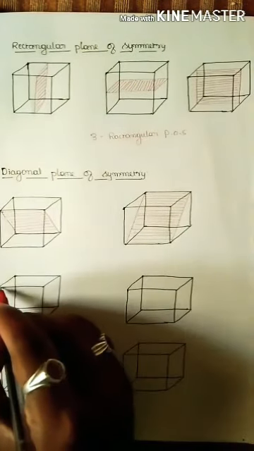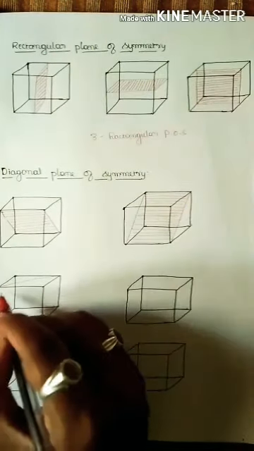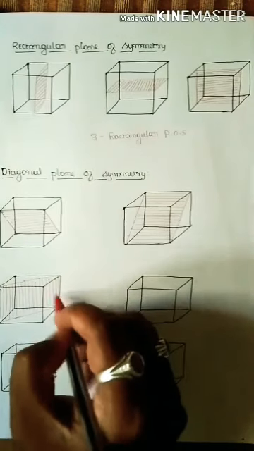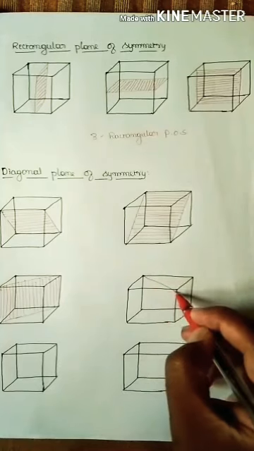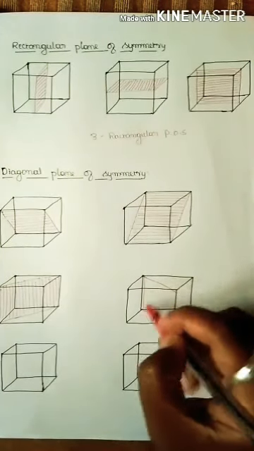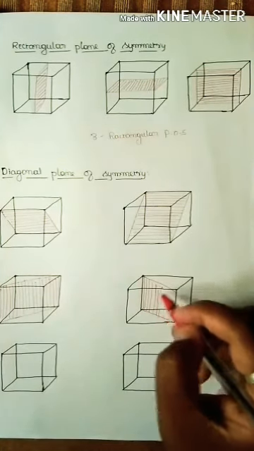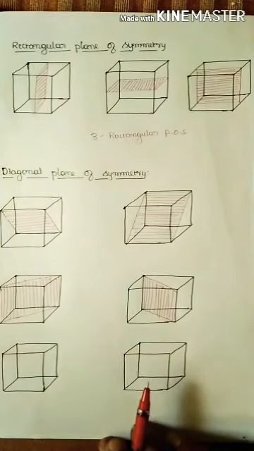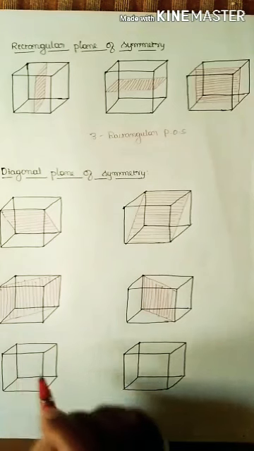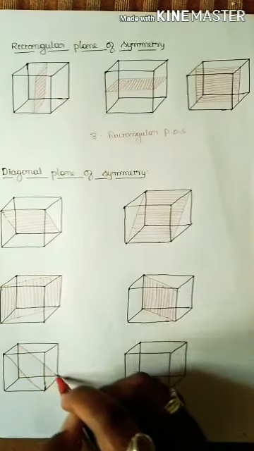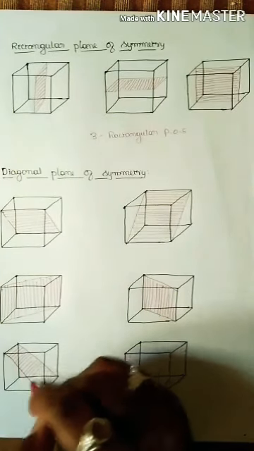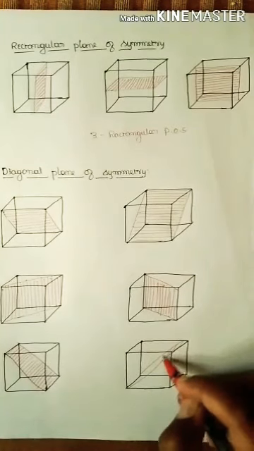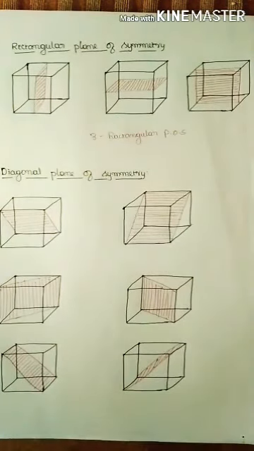And thirdly, this is the one, and the next one. This is the other. So 1, 2, 3, 4. And now we're left with the 2 more diagonal planes. This is the one. And the other is this plane. So there are a total of 6 diagonal planes of symmetry.